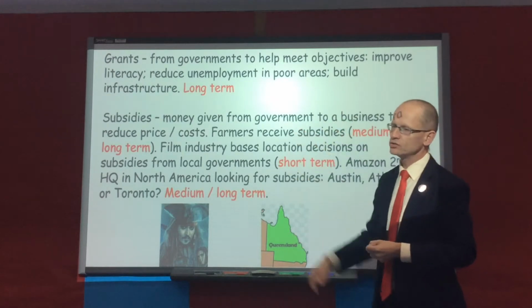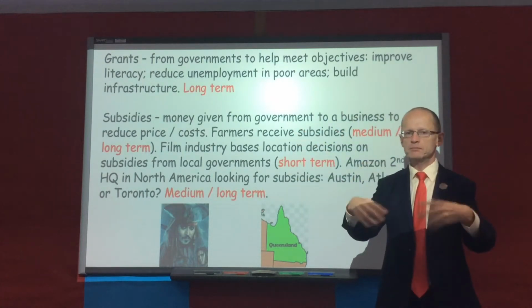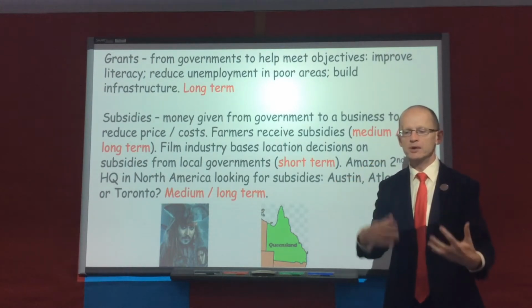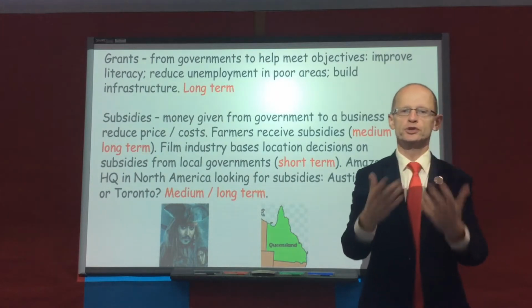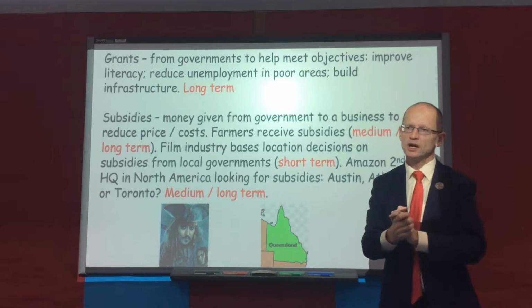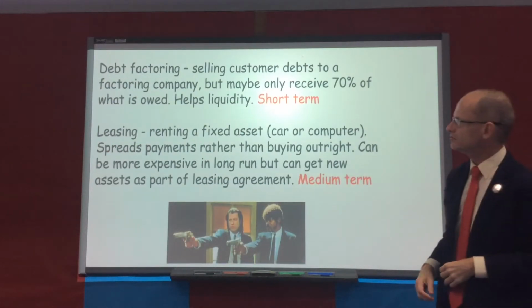And in many countries, farmers receive lots and lots of money, which helps them lower their costs. So they, in theory, become more competitive. In many countries, they believe in food security, okay, i.e. that the country should be able to provide its own food. Okay. Next, we have debt factoring.